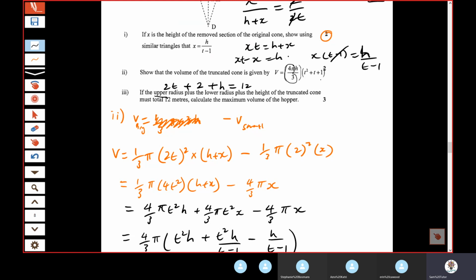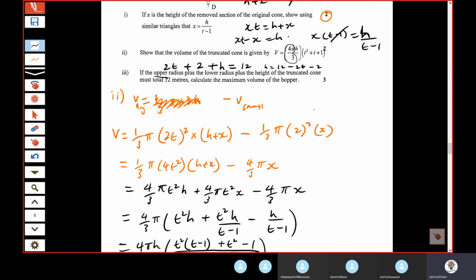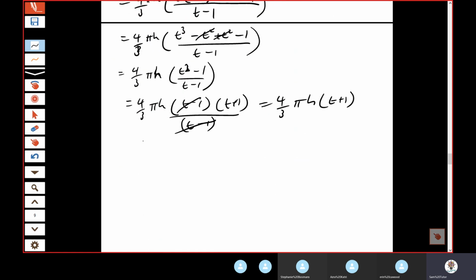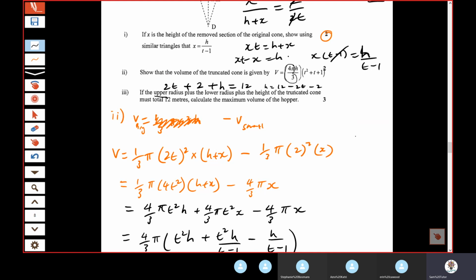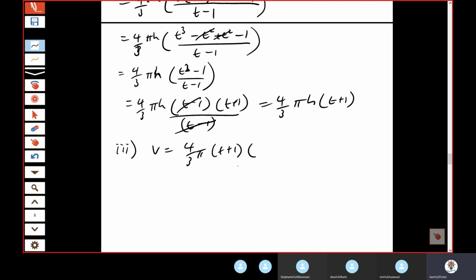Obviously from there, it's up to you which one you change. Obviously it's easier to change H than it is to change T. So I would have said H equals 12 minus 2T minus 2. Sub that into there. So let's go down and do that. Oh, sorry, we'll sub it into here. V equals 4 on 3 pi (T plus 1) and then whatever H was. H is 12 minus 2T minus 2.